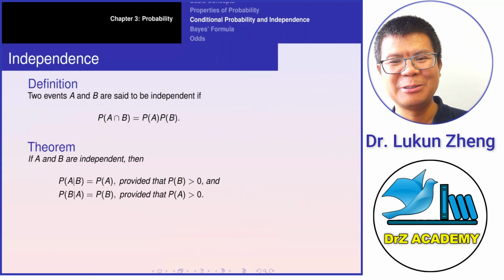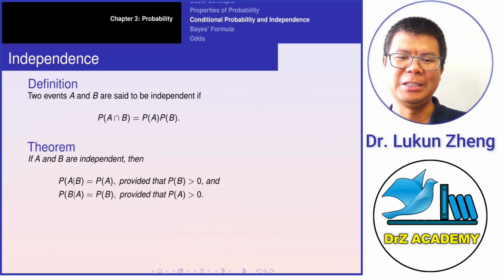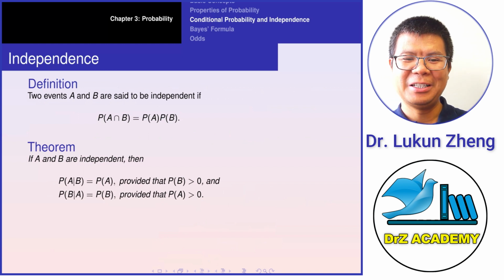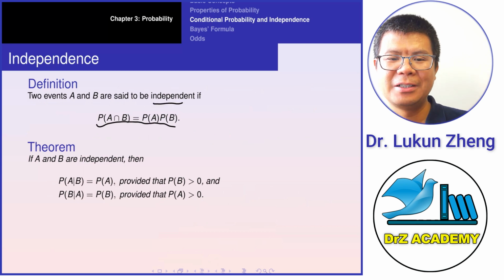Now we are going to move on to the concept of independence. Two events A and B are said to be independent if the probability of their intersection equals the product of their probabilities. If this equation holds, then they are independent.